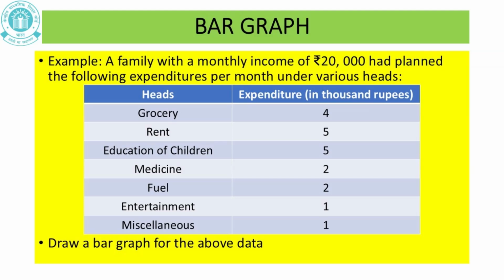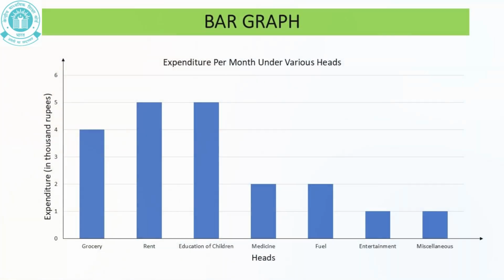To represent our first head, that is grocery, we draw a rectangular bar with a width of 1 unit and height of 4 units. Similarly, other heads are represented, leaving a gap of 1 unit between two consecutive bars. Thus, we get the bar graph of the given example in this form.